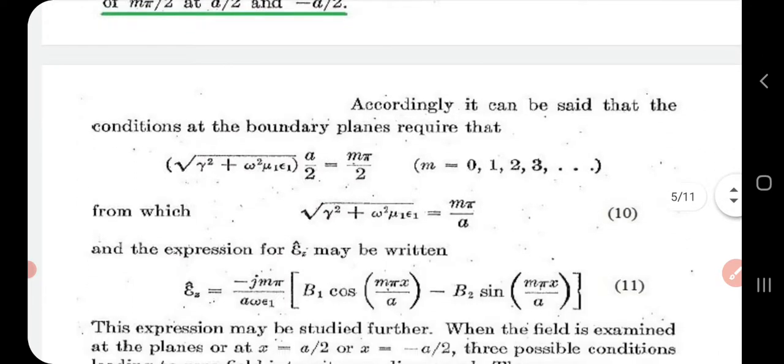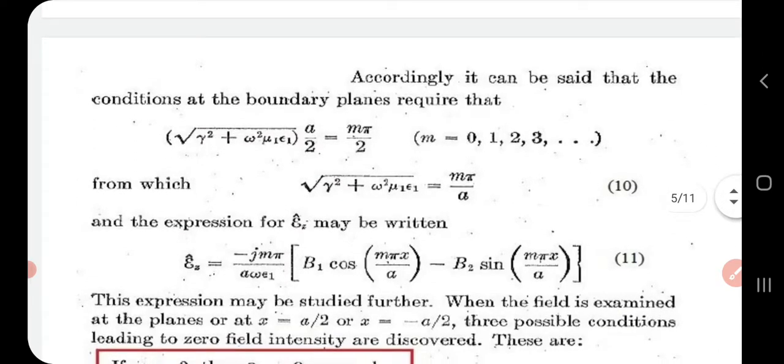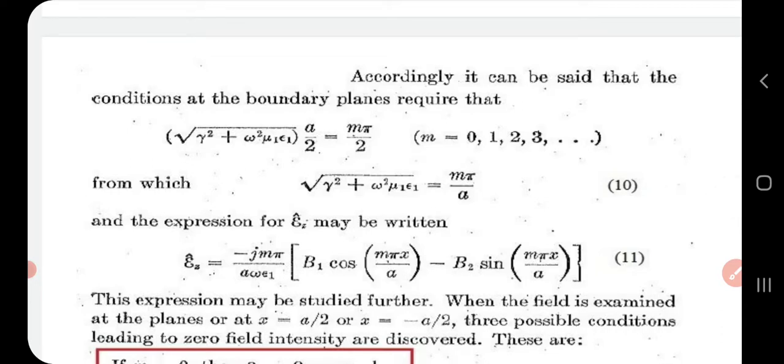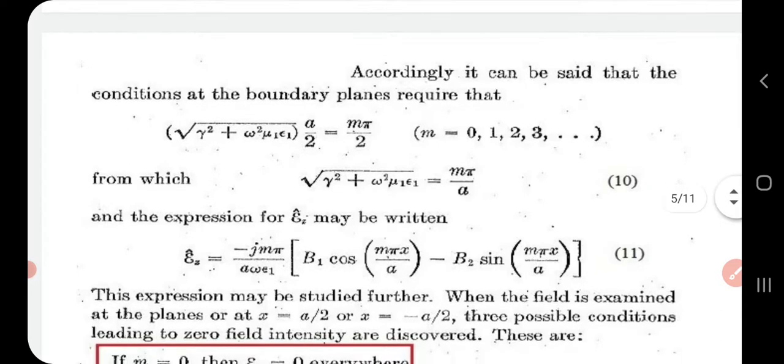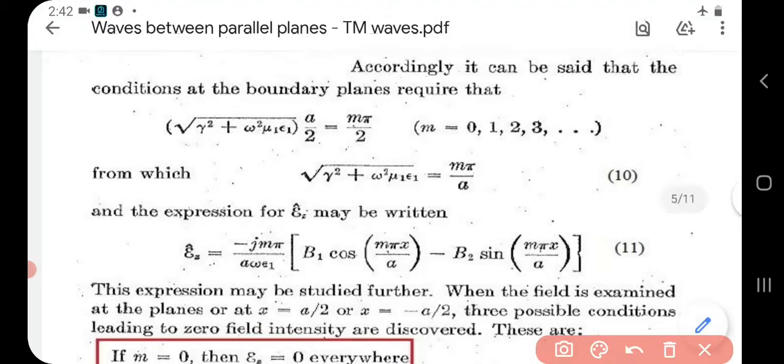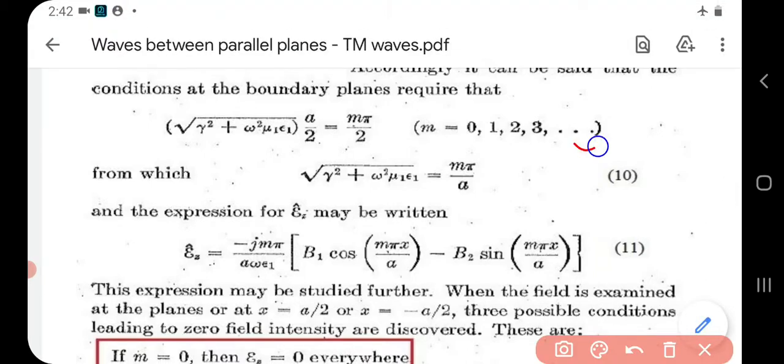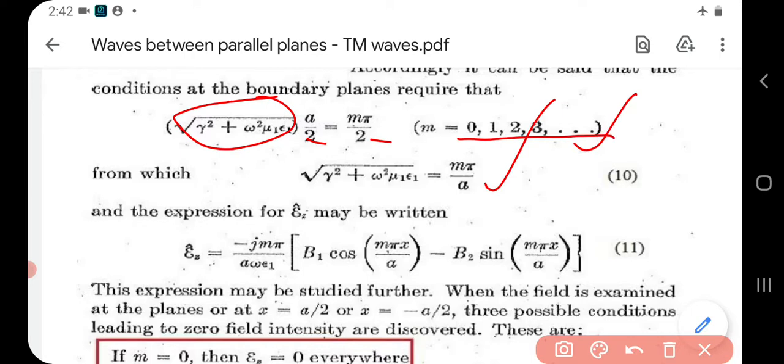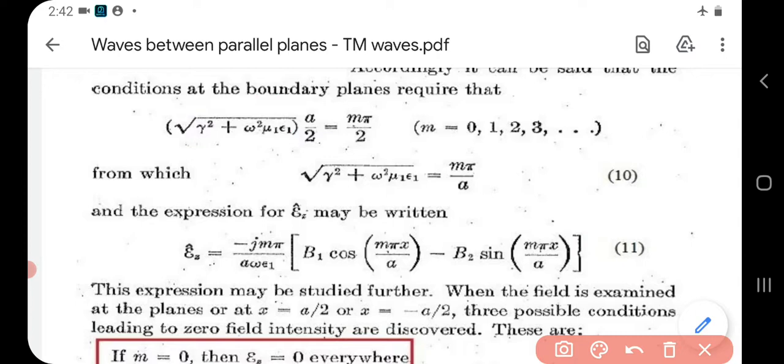Okay, now on making such assumptions, accordingly it can be said that the boundary conditions require a particular equation like this. So from this you have to find this particular value. On rearranging, the 2 and 2 will cancel, so we get m pi by a, where m is equal to 0, 1, 2, 3. Then we can also write the z component of electric field as given by equation 11.